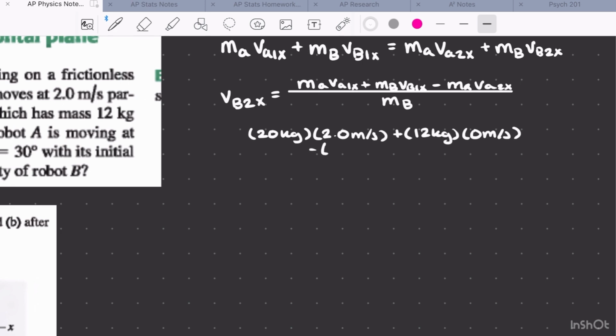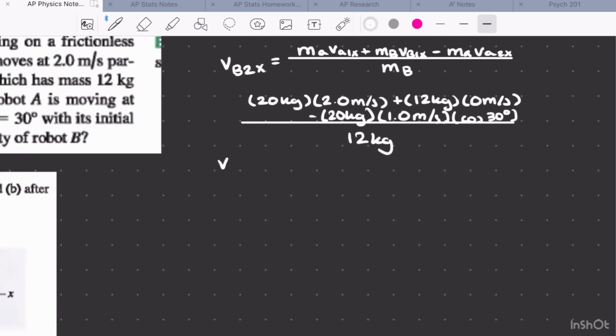Then we have to subtract that times our 20 kilograms and multiply that by the velocity it's launched at the angle, which is going to be 1 meters per second. But then we have to find that in the x direction, so we multiply that times cosine times our angle and divide it all by our mass of robot B, which is 12 kilograms. You do all the math, and you get that the final velocity in the x direction is 1.89 meters per second.